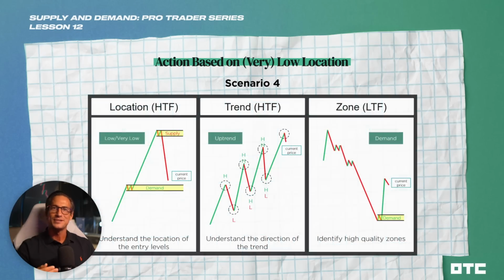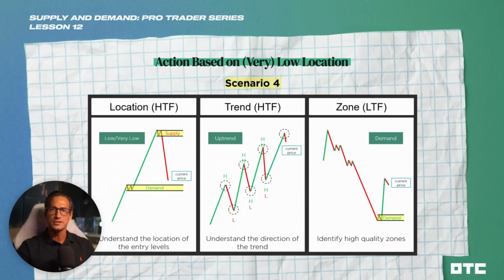Let us again put this in a visual context. Let's assume we've just done the analysis and these are our findings. Current price is located low or very low in terms of HTF location. We also identified an uptrend using our objective direction analysis tools. And we found a lower time frame demand zone, which is in the context of HTF low and in the context of an uptrend. We now want to set the lower time frame demand zone.